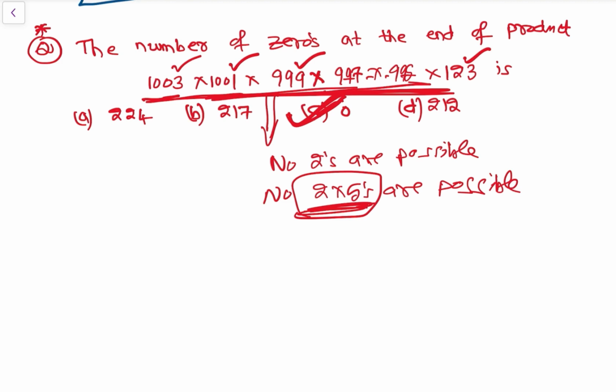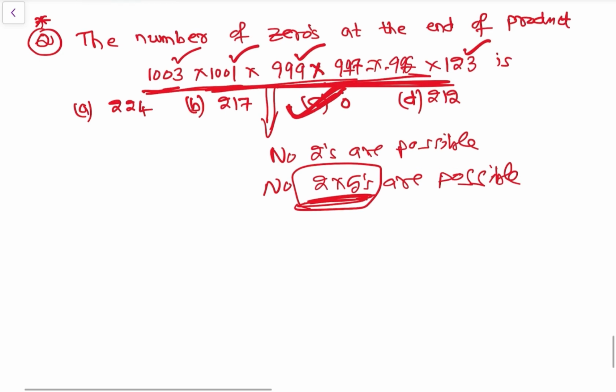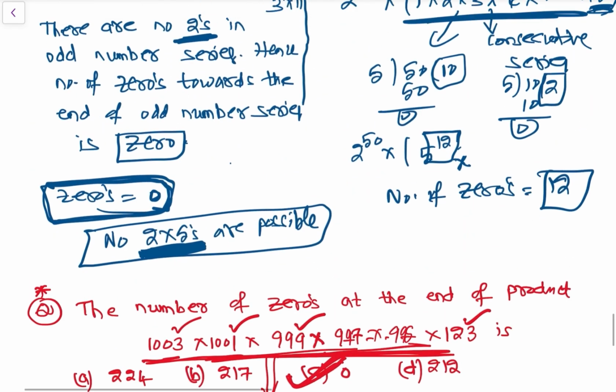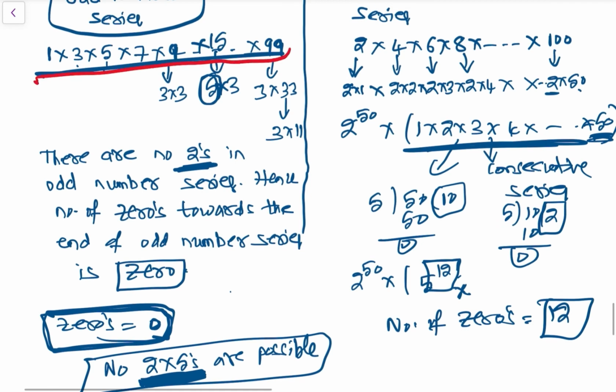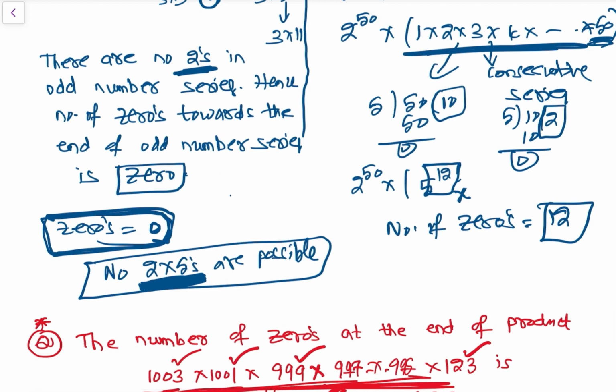Got it? Then let's see. Got it? So that is the number of zeros for an odd number series. कोई भी odd number का series multiply होता है, so number of zeros होता है 0, because 2 into 5s are not possible. No 2 into 5s are possible. So let's deal with another expression. ठीक है, ये हो गया.